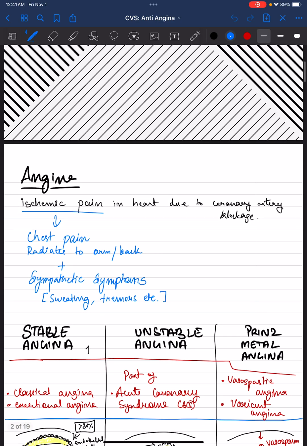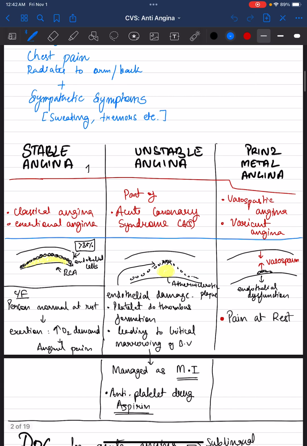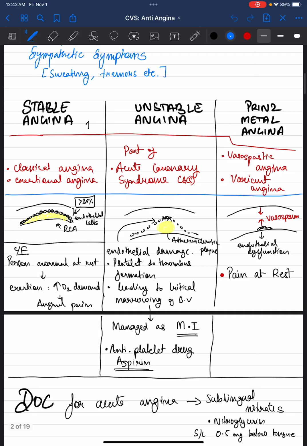So, what is angina? Angina is ischemic pain in the heart due to the blockage of the coronary arteries, and this chest pain will radiate to the arm and the back, and there will be sympathetic system symptoms seen with this, like sweating and tremors. There are three types of angina: stable angina, unstable angina, and Prinzmetal angina.